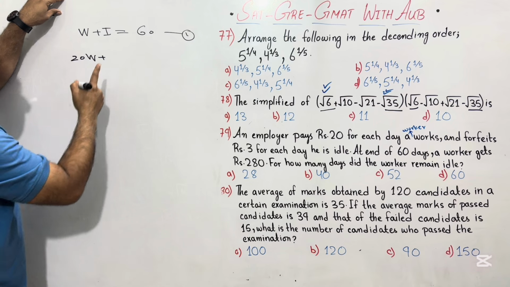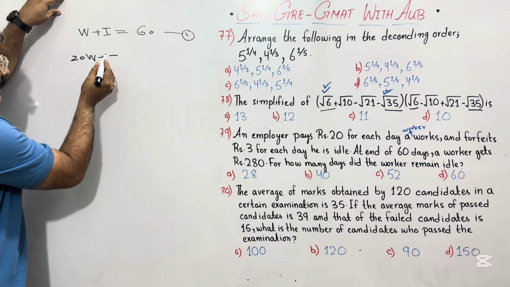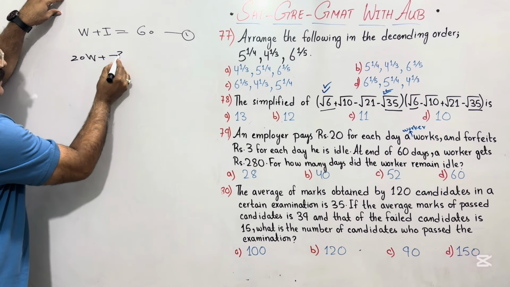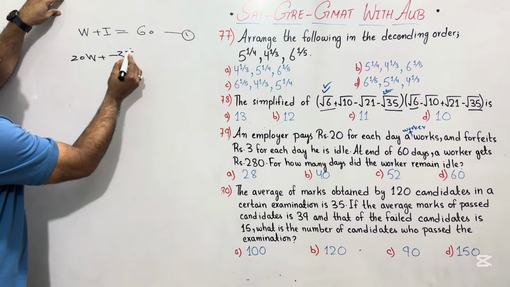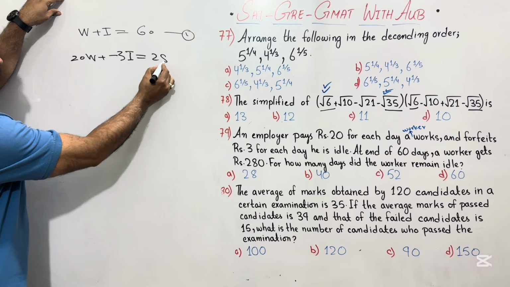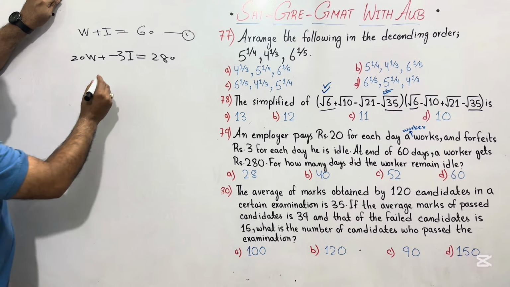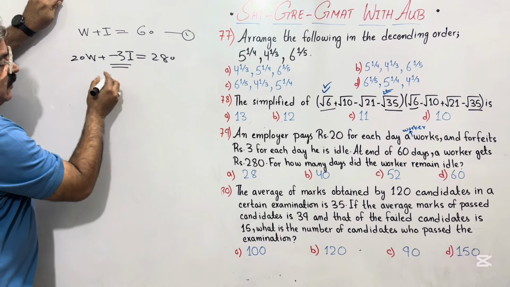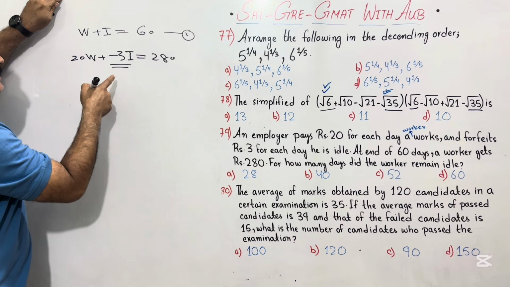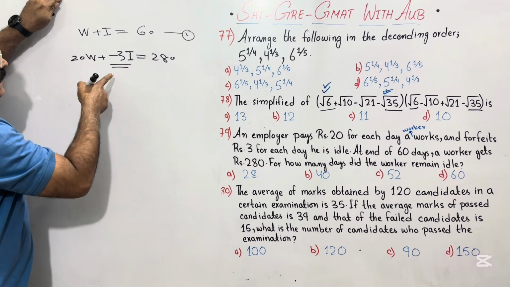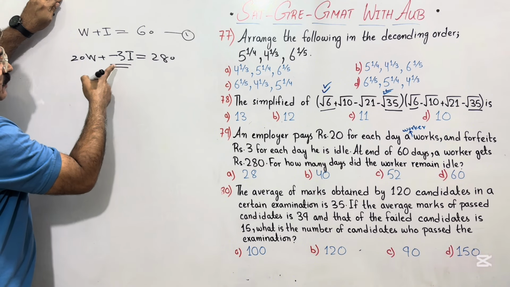And if he is not working, then he has to pay, which is negative. 20W minus 3I, and he obtained a total lump sum of 280. Minus shows that 3 rupees is forfeited for each idle day. For each non-working day, he has to pay 3 rupees.